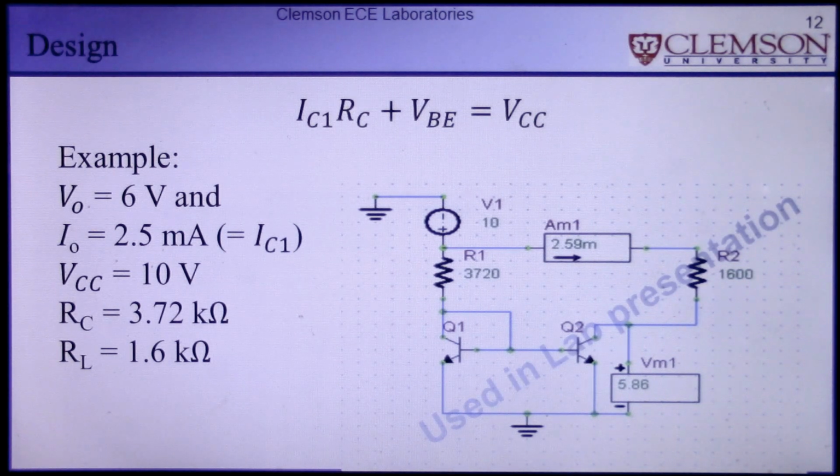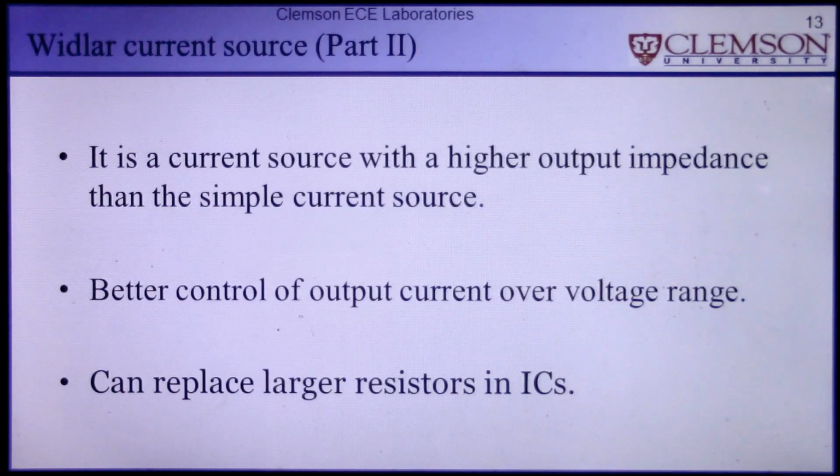So this is an example. You can use this value, this current, and this VCC, this RC, and this RL, and you might be getting values somewhere that is expected out of this experiment.